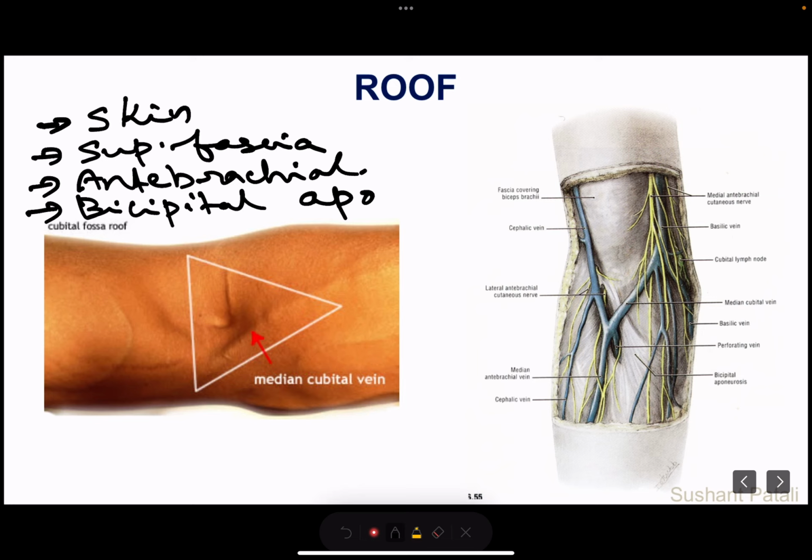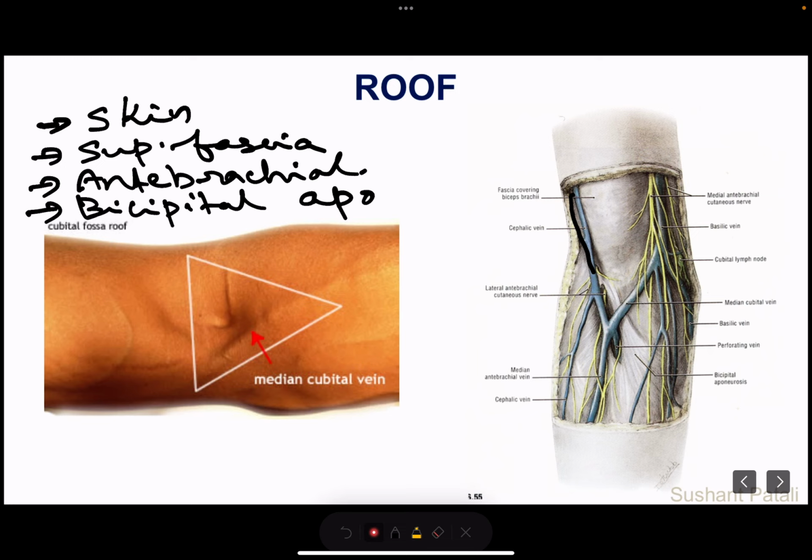Now, there are certain superficial structures on the roof of the cubital fossa. What are they? The superficial structures on the roof are these veins: the cephalic vein along the lateral side and the basilic vein along the medial side, and the median cubital vein, which connects the basilic vein with the cephalic vein, lying in the roof.